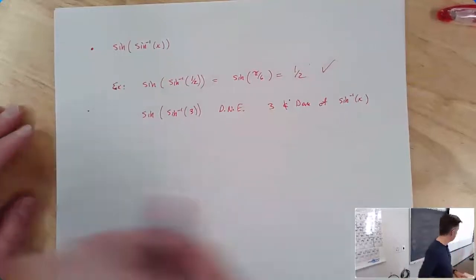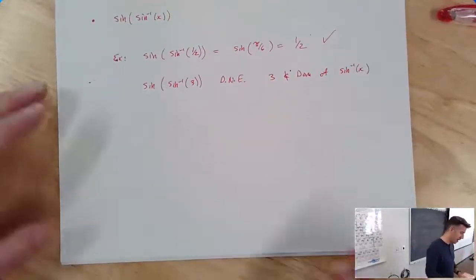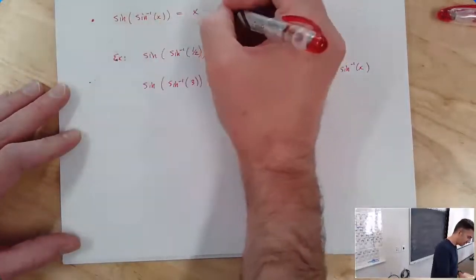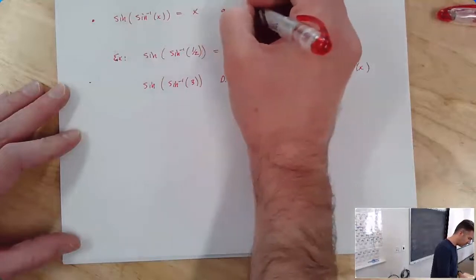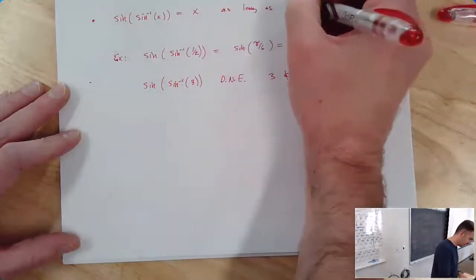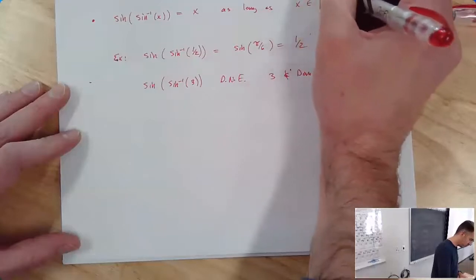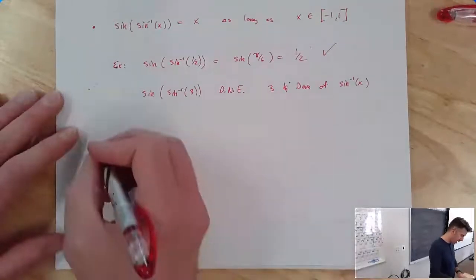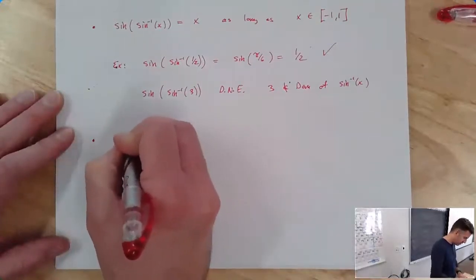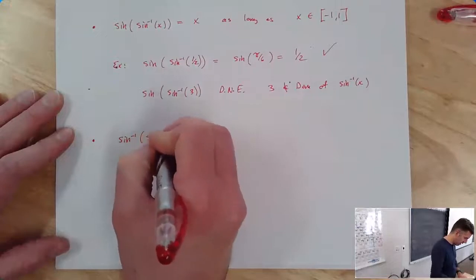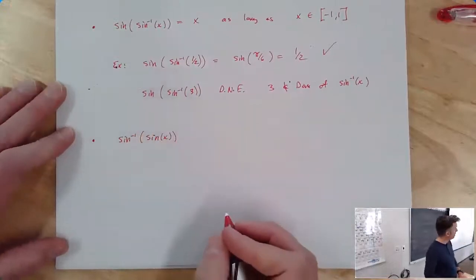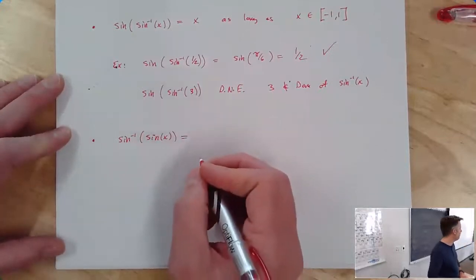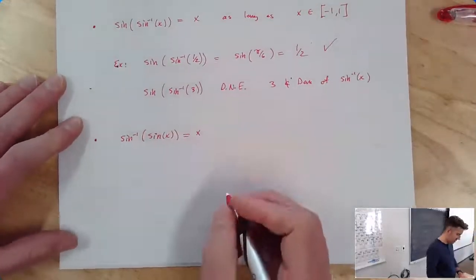But the opposite way is true. The opposite way is interesting. So this is equal to x as long as x is in the domain of the inverse sine function, which is negative 1 to 1. Whereas the inverse sine of the sine of x is a little more interesting. It's going to be x some of the time. So let's see what I mean.